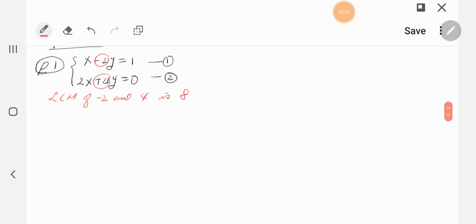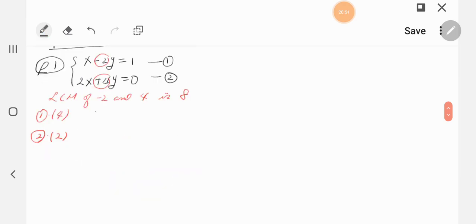So in this case, we will multiply the first equation by what? By 4, so that we can make it negative 8. And multiply the second equation by 2 so that we can make it 8. So one is negative 8, the other one is positive 8.